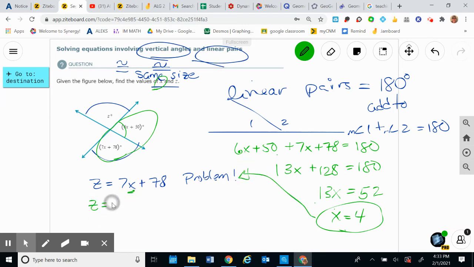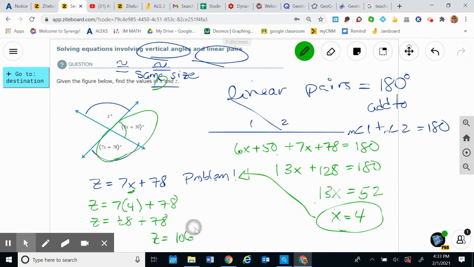So z is equal to 7 times 4, plug it in, substitution, 28 plus 78. Why am I having trouble with this? So that's 106.